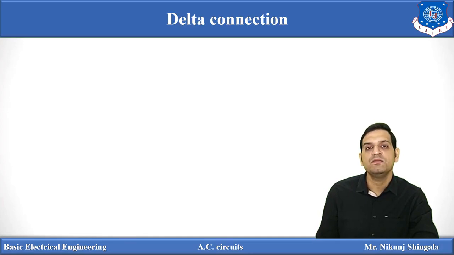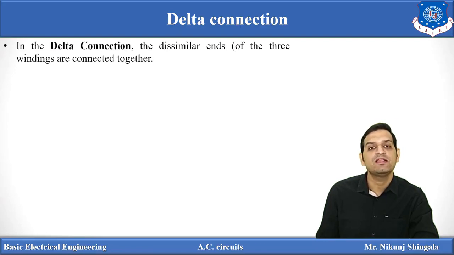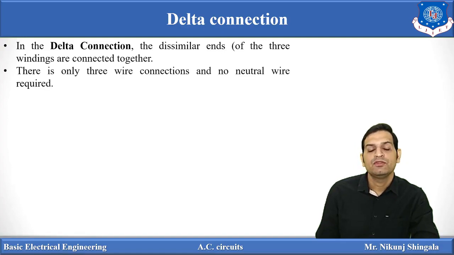In star connection, all the similar ends are connected to a common point, that is a neutral point or star point. In delta connection, dissimilar ends of the windings are connected together. That is, R dash is connected with Y, Y dash is connected with B, and B dash is connected with R. So the starting end of one winding is connected to the finish end of the other winding, and so on. There is only one loop, and there is no neutral wire because there is no neutral point in the delta connection.